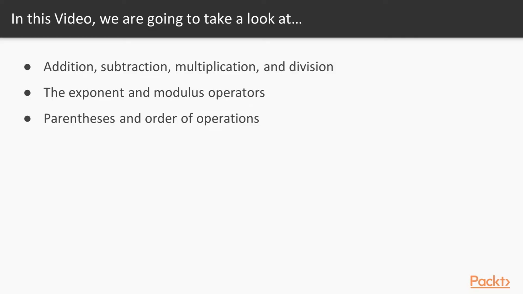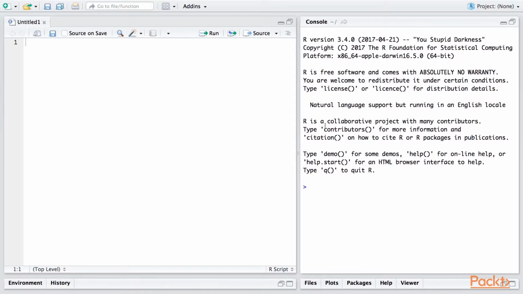We'll start by looking at the 4 basic mathematical operations of addition, subtraction, multiplication, and division. We'll learn about 2 slightly more advanced operators, the exponent and modulus operators. And we'll learn about parentheses and the order of operations in R. Let's move over into RStudio. We already know from previous videos how to perform basic addition in R.